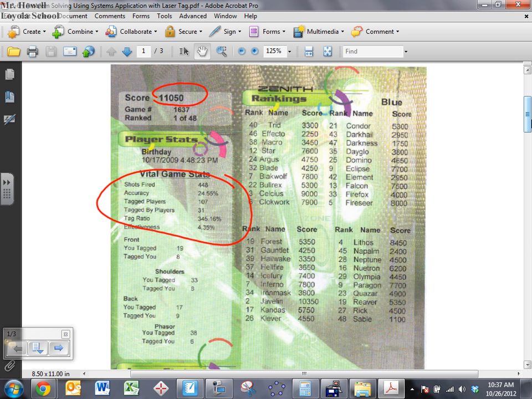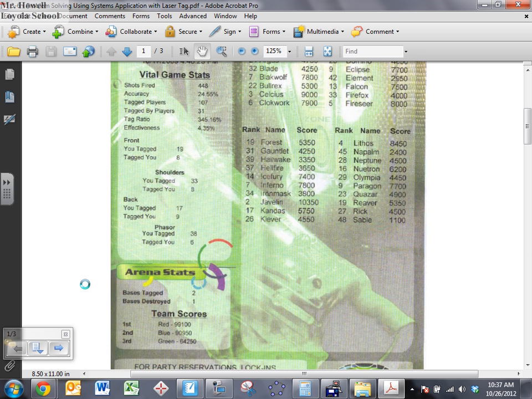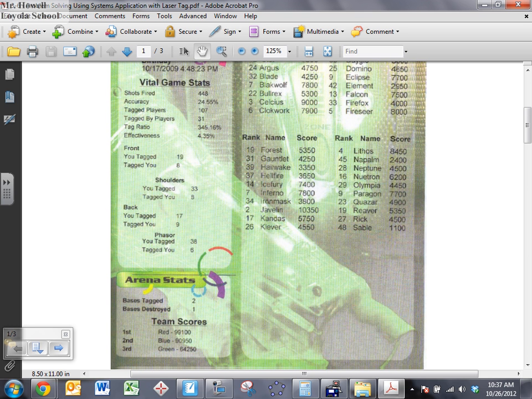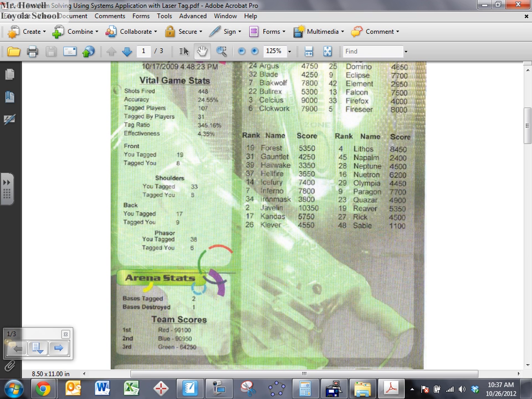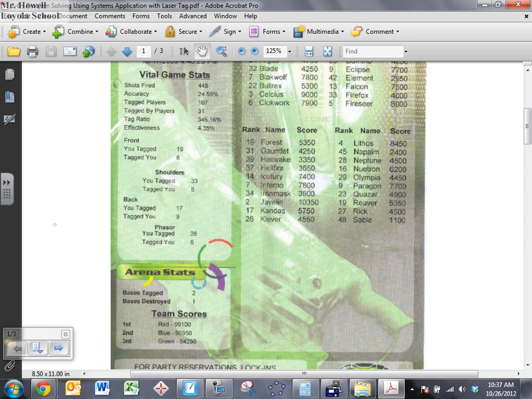Now, in addition to that, you can shoot the base, which is called bases tagged. You can sit there and shoot it, and then if you're the last person to shoot the base and it actually blows up, that's considered destroying the base. So there are 6 ways to gain points for your team. So far, so good? All right.